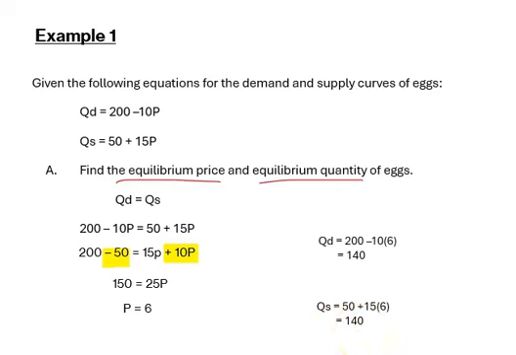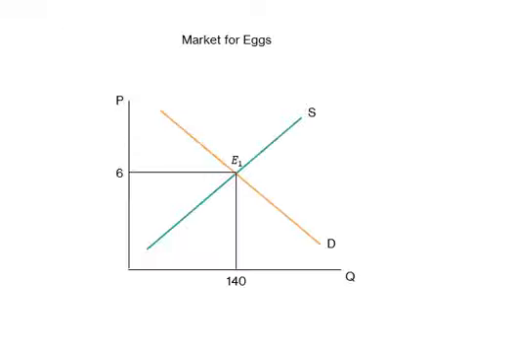So what do we have here? We have our price at 6 and our quantity at 140. So let us plot that on our demand and supply graph. It shows the market clearing price of 6 and quantity at 140.